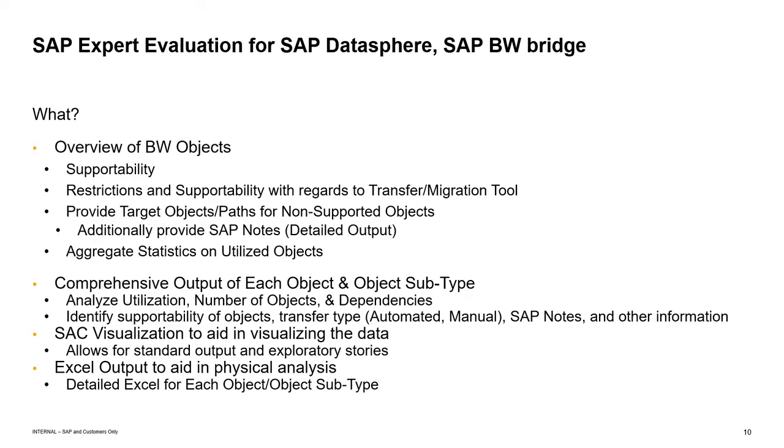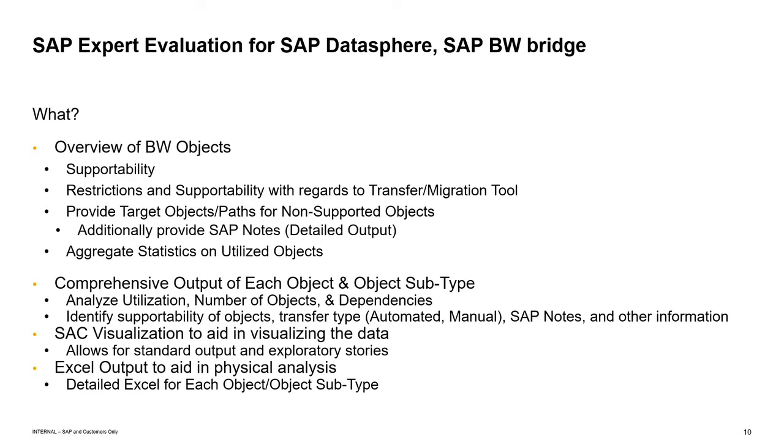Now, when it comes to the output of each object and the subtypes, we are looking at the utilization, the number of objects, the dependencies. We are looking at supportability of objects, the transfer type, whether it's, again, automated, semi-automated, manual. We're looking at relevant SAP notes. This may be more of FYI kind of SAP notes, or it may be more related to the simplification list.